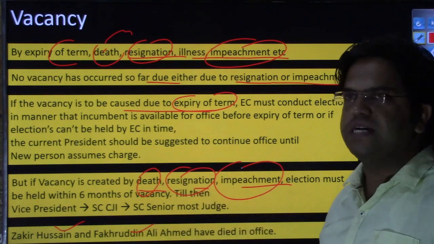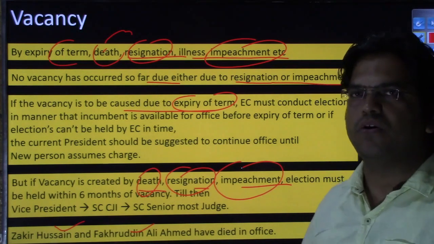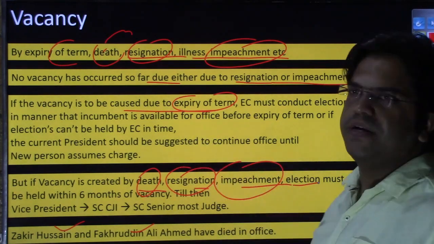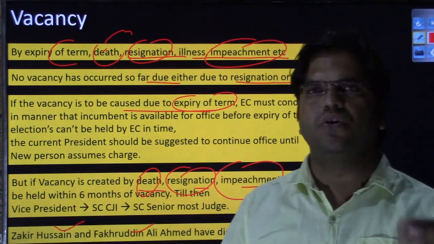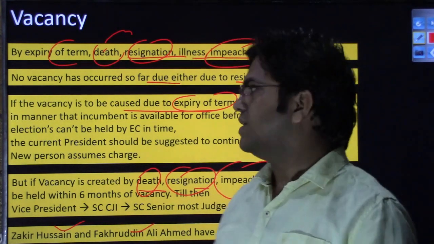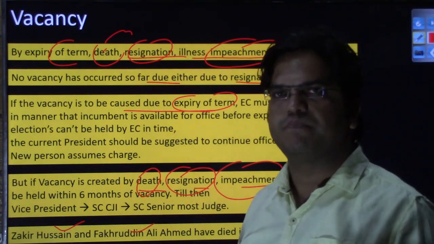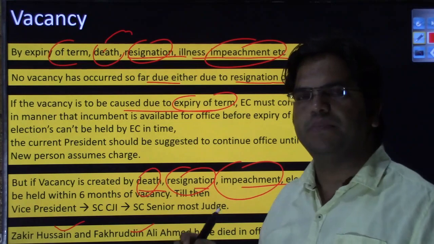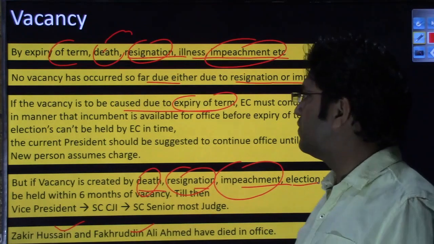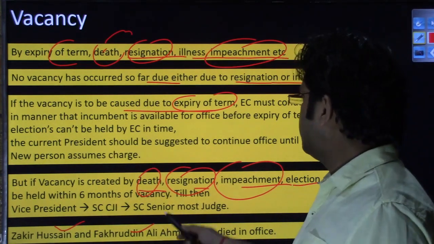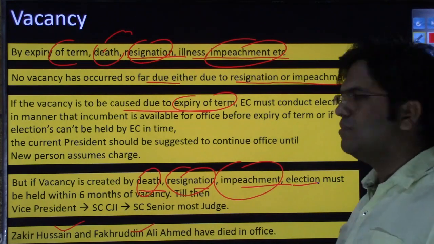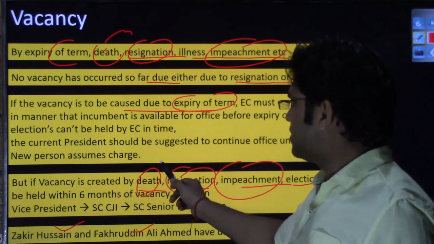In these cases, if a vacancy has occurred either due to death or resignation or impeachment, the Election Commission must ensure. In the first case, when it was due to expiry of term, the Election Commission already knew that in 2022 or 2023, in so and so month, the incumbent's term is about to expire, right. So it can plan. You would have seen in the previous slide, 60 days before the expiry of term, the Election Commission issues the notification for the president election. So that can be done in a planned manner, but when a vacancy has occurred due to death or resignation or impeachment, the Election Commission will not have time.